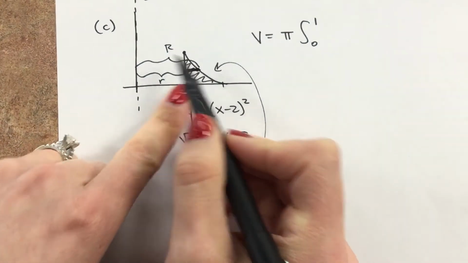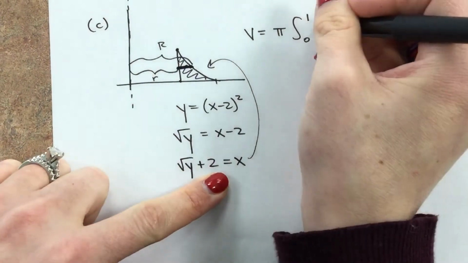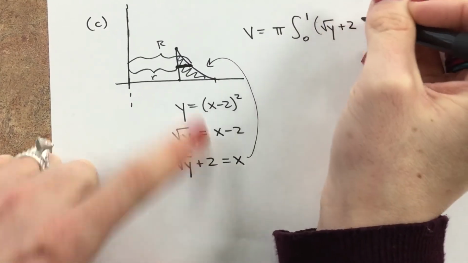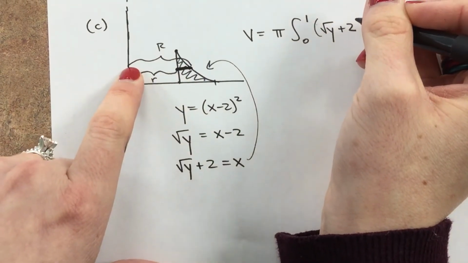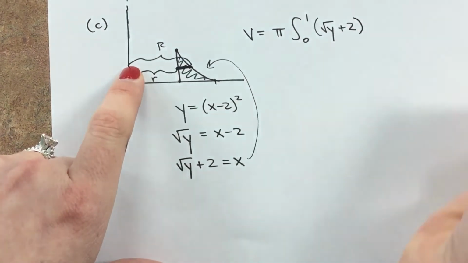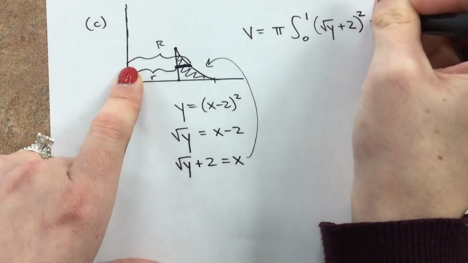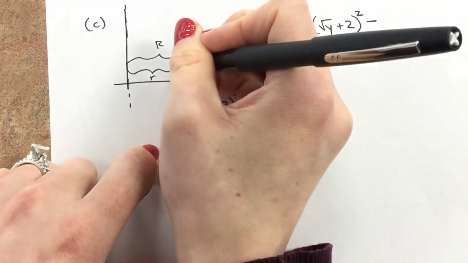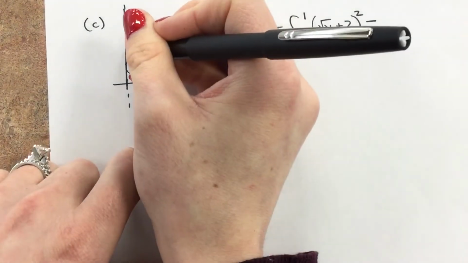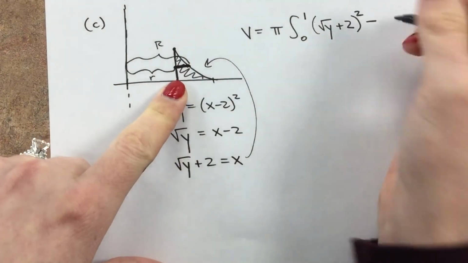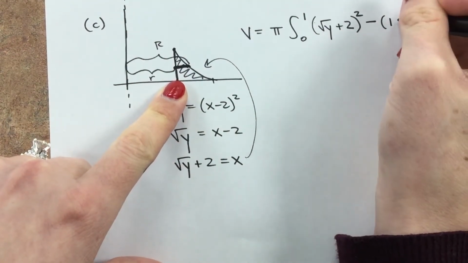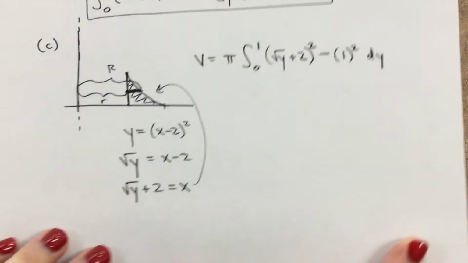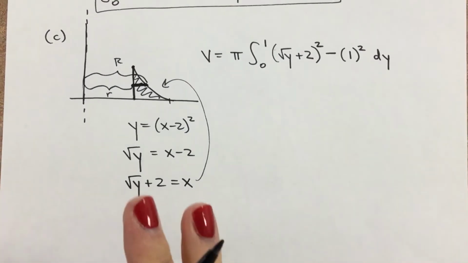So capital R, we go right minus left. The right function is given by this, square root of y plus 2, minus this end right here is the axis, which is just 0. So I'm not going to write that down. So that's capital R squared. Minus little r squared goes from here to here. So this is a vertical line. They cut you off at 1. And then this obviously is a vertical line at 0. So this is just 1 minus 0 squared. And it's all in terms of y. All right, so that is our setup.